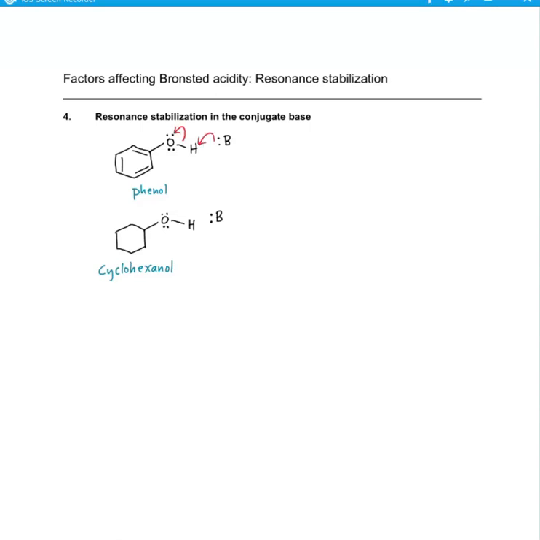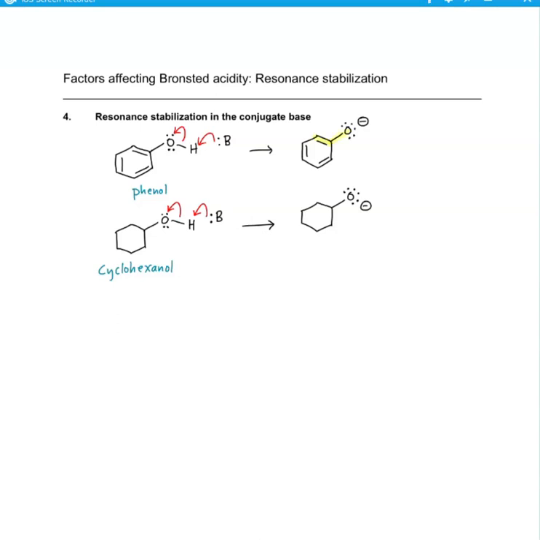So removing a proton from phenol is going to give us this conjugate base. And when we repeat that for cyclohexanol, we get this one. Okay, so as the title of this factor suggests, one of these is going to be stabilized by resonance, the other one not so much.